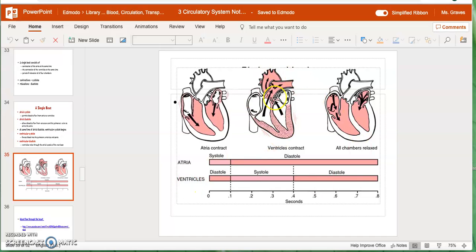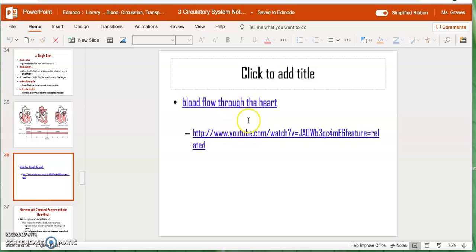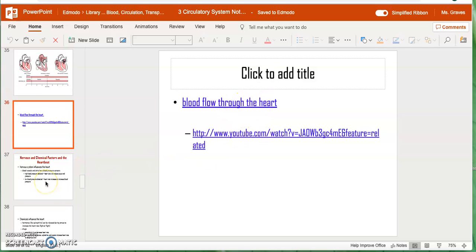So again, take a look at this diagram. This is a really good way to help understand it. There's a couple videos here if you want to take a look through those.